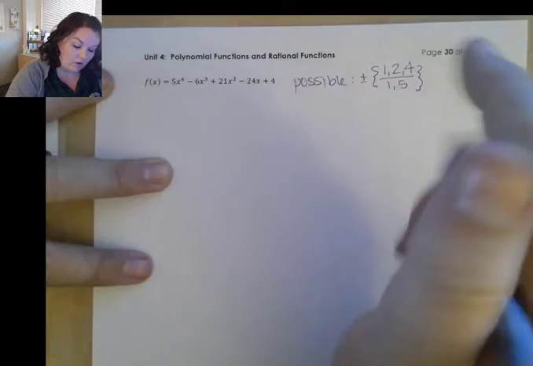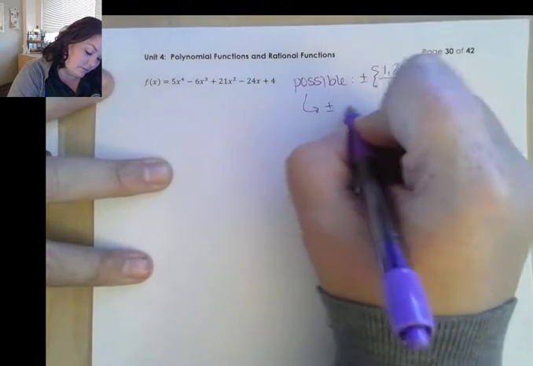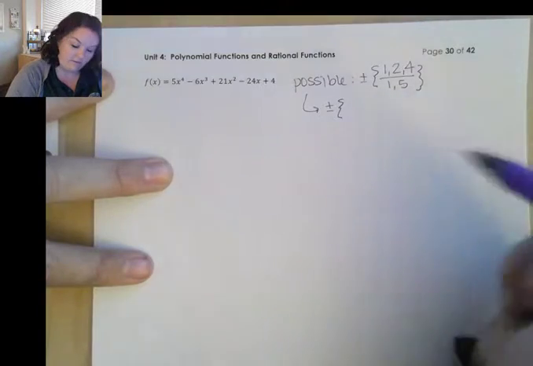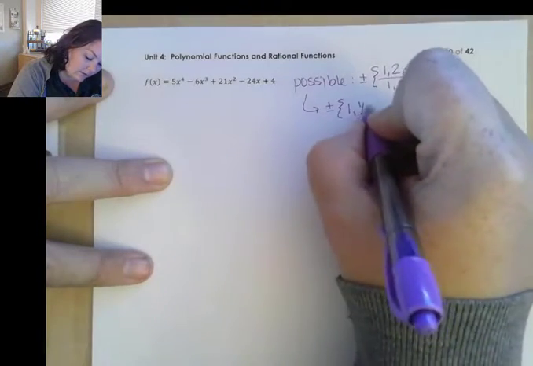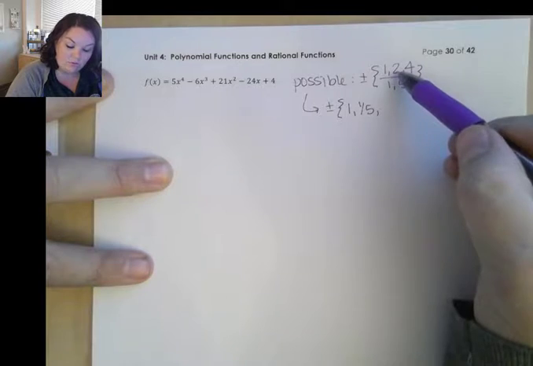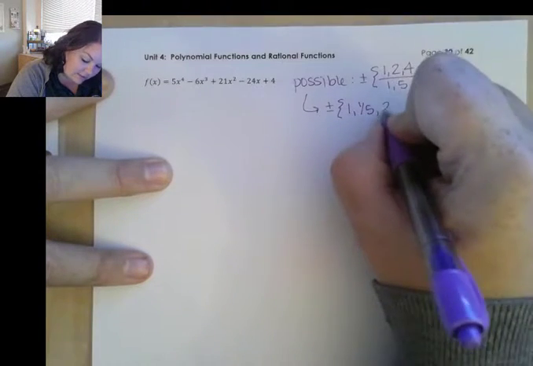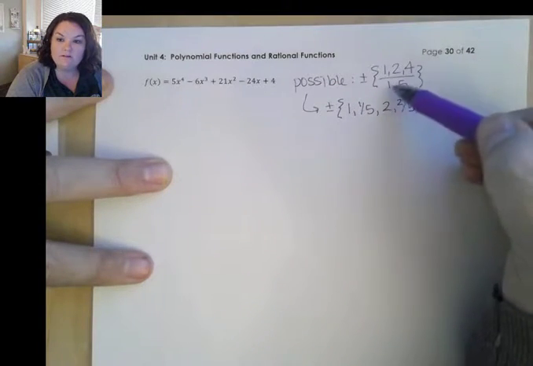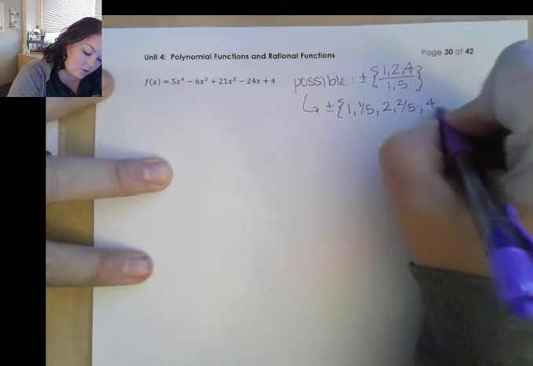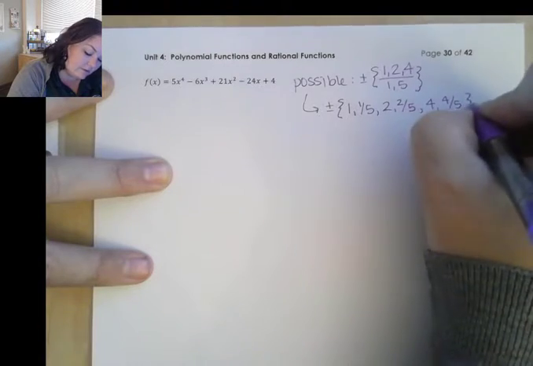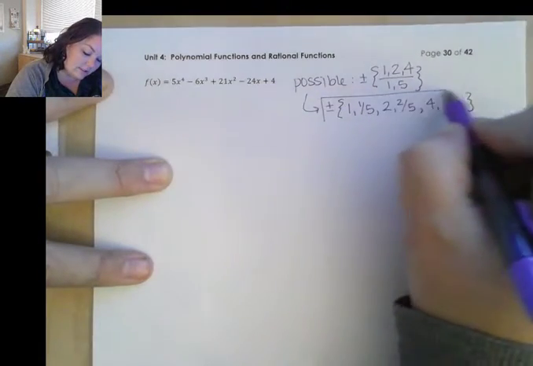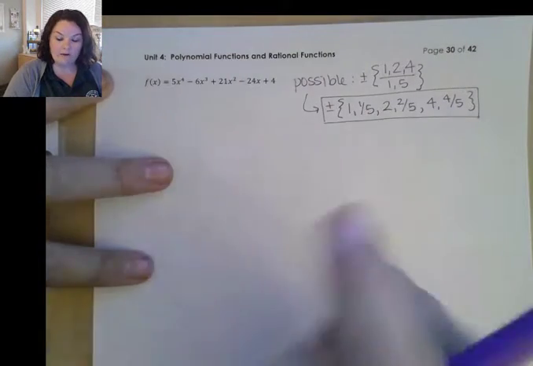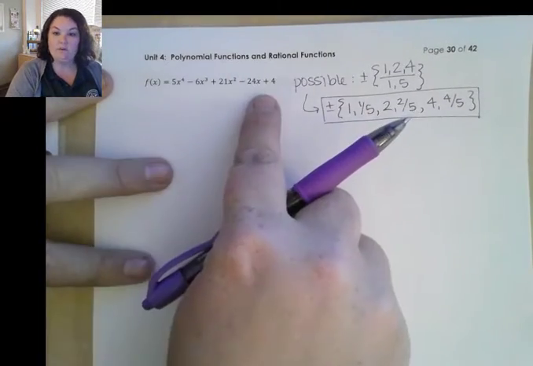So we're going to go ahead and write out all the possible zeros. So we do plus or minus. I'm going to take 1 and divide it by 1 and 5, so that's going to give me 1 and 1/5. Then I'm going to take 2 divided by 1 and 5, so that's 2 and 2/5. And then I'm going to take 4 and divide it by 1 and 5, so that's 4 and 4/5. So this is my short list of possible rational zeros. And now I want to start plugging them in until I find one that works.